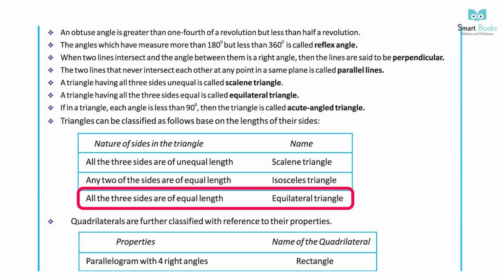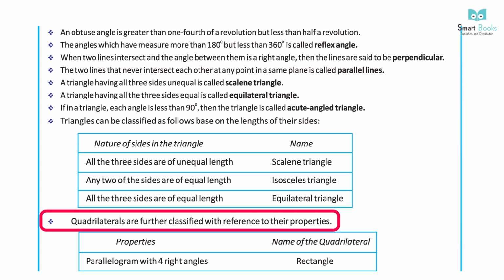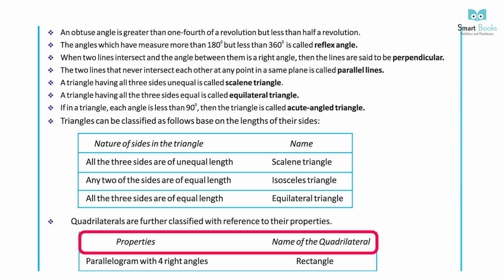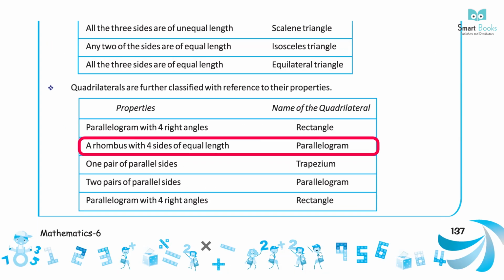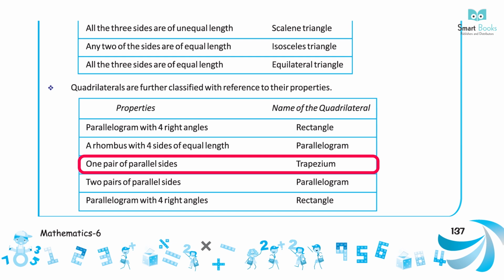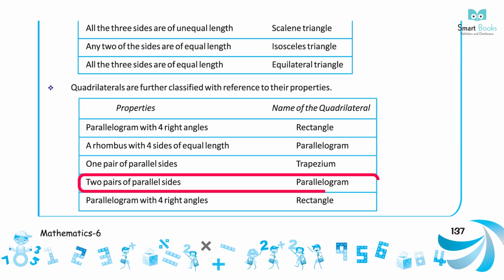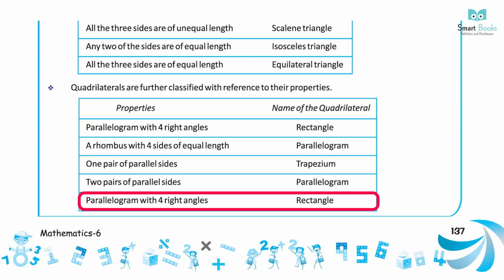All three sides are of equal length. Equilateral triangle. Quadrilaterals are further classified with reference to their properties. Properties. Name of the quadrilateral. Parallelogram with 4 right angles. Rectangle. A rhombus with 4 sides of equal length. Parallelogram. 1 pair of parallel sides. Trapezium. 2 pairs of parallel sides. Parallelogram. Parallelogram with 4 right angles.